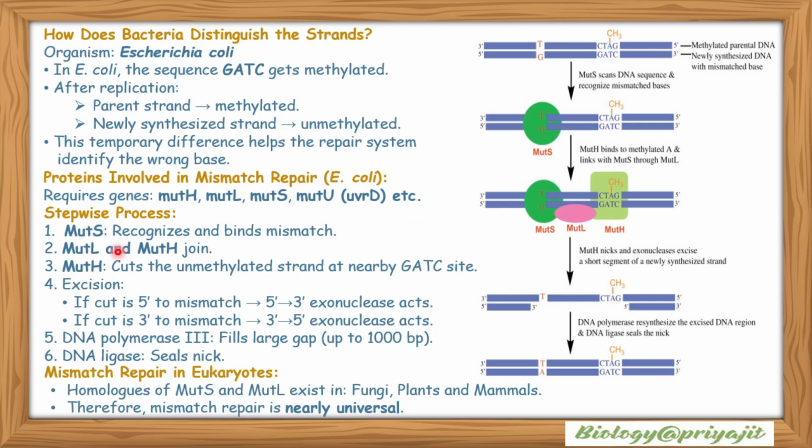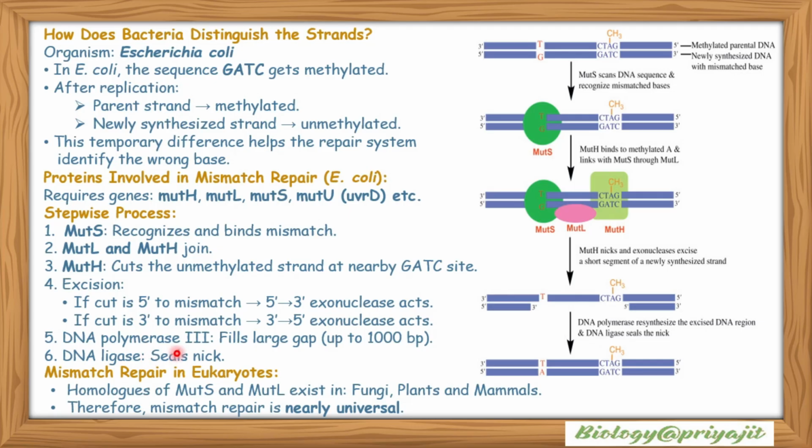Stepwise process: MutS recognizes and binds the mismatch. MutL and MutH join. MutH then cuts the unmethylated strand at a nearby GATC site. Excision: if the cut is 5' to the mismatch, then a 5' to 3' exonuclease acts. If the cut is 3' to the mismatch, then a 3' to 5' exonuclease acts. DNA polymerase 3 then fills the large gap of up to 1000 base pairs. DNA ligase seals the nick.